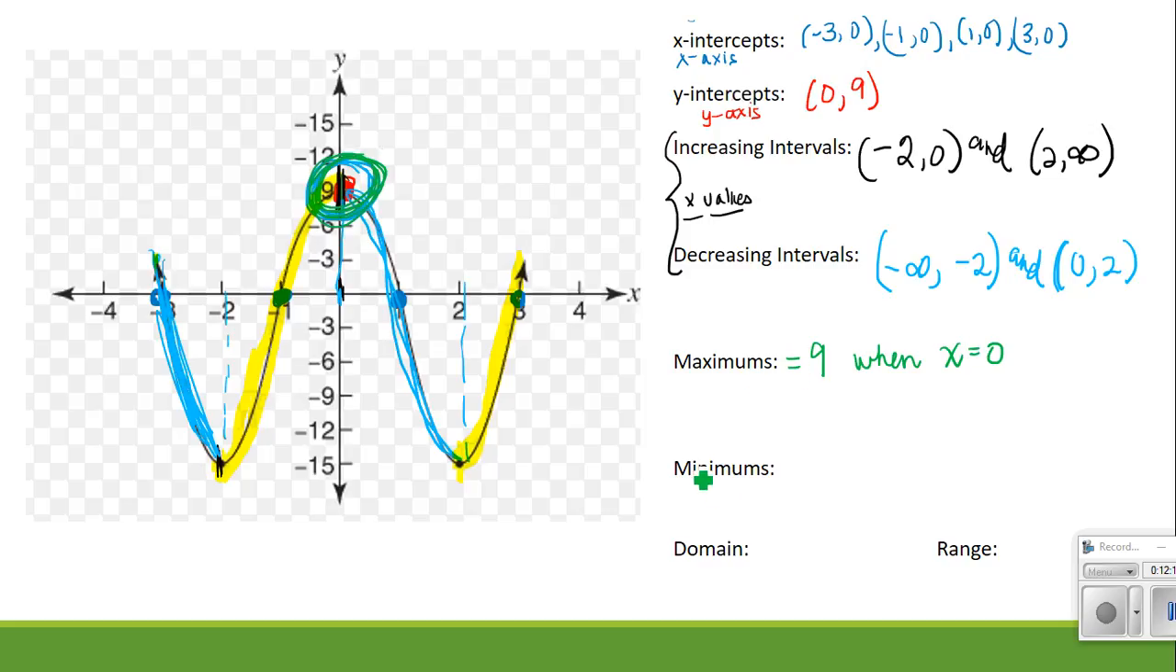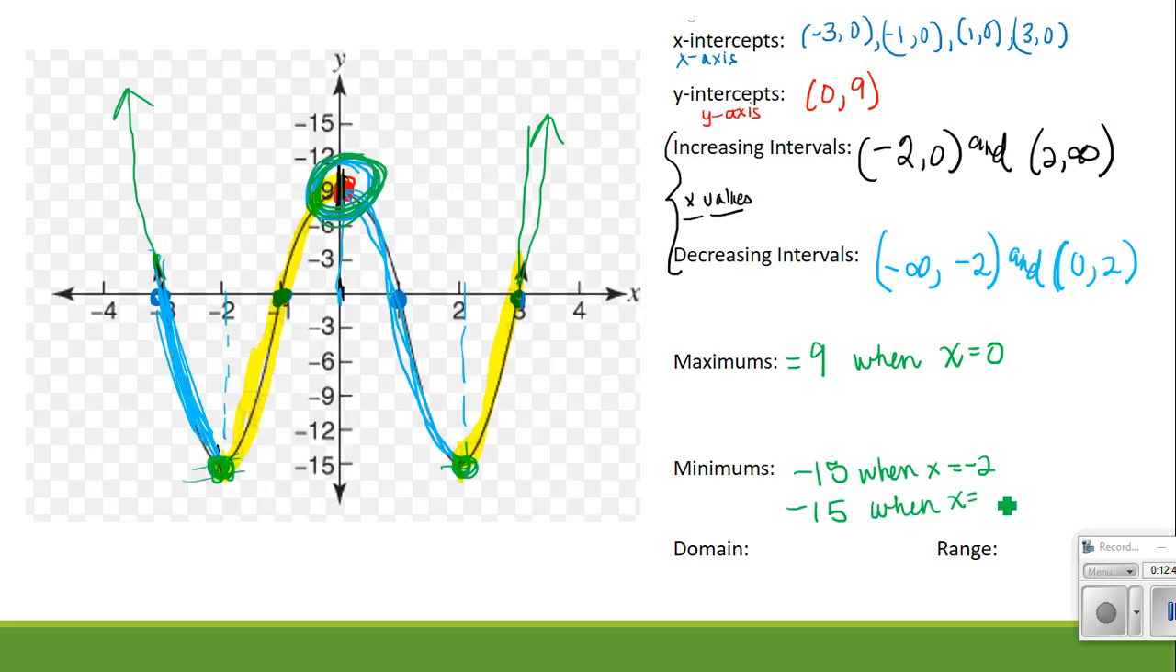Now that's a relative max because these ends would actually keep going forever and ever, and these would keep going forever and ever. And so the minimum is the lowest points of the graph, and there's actually 2 of them, one here and one there. So the minimums would be -15 when x is equal to -2, and also -15 when x is equal to 2.